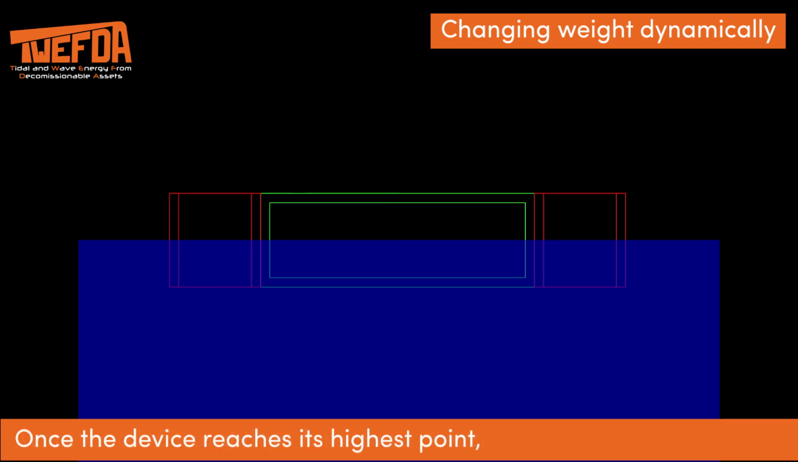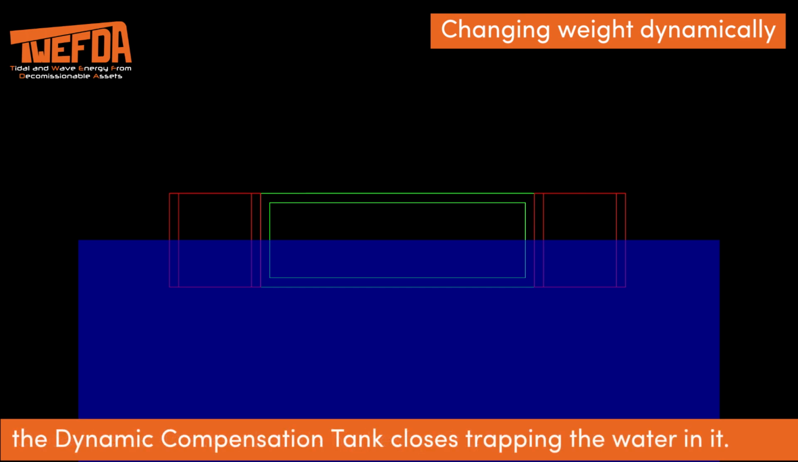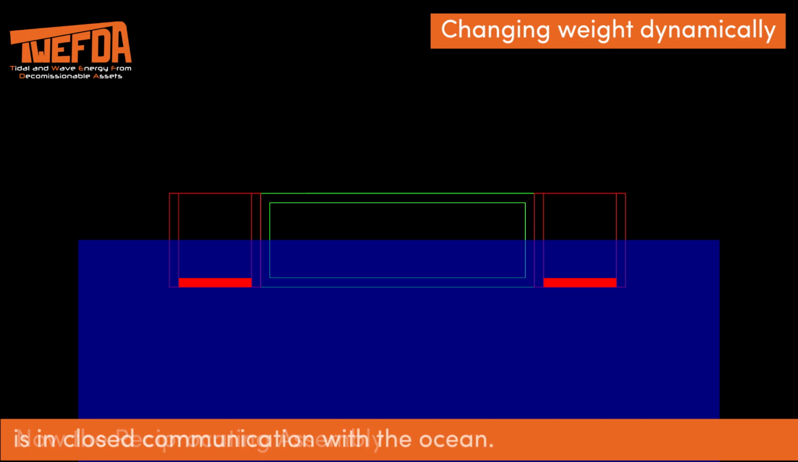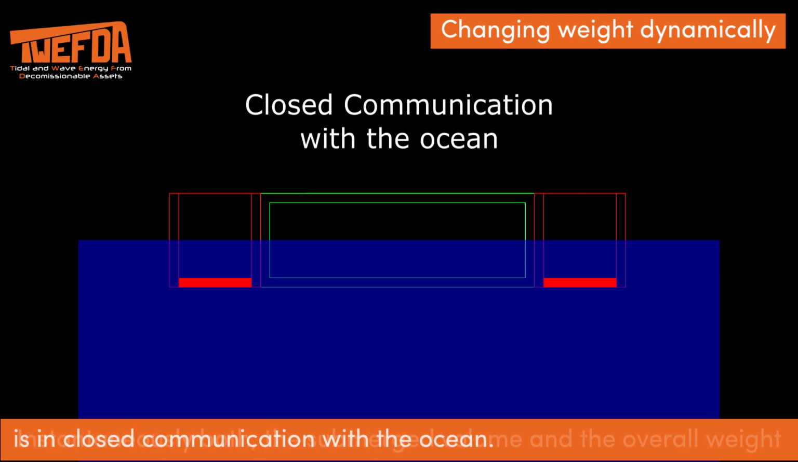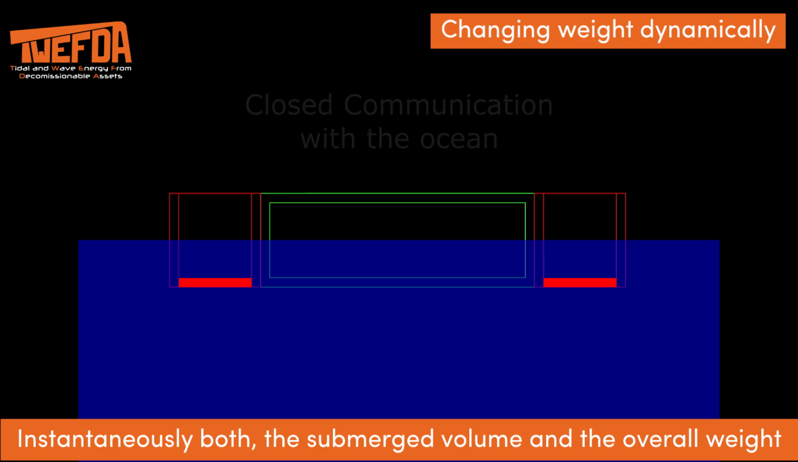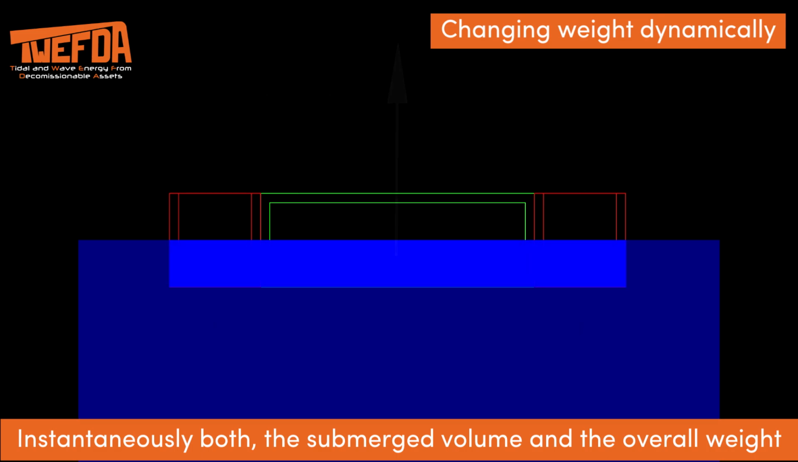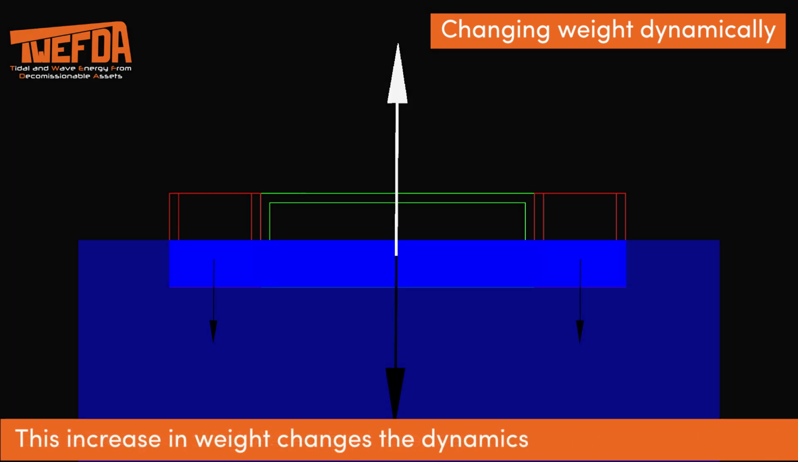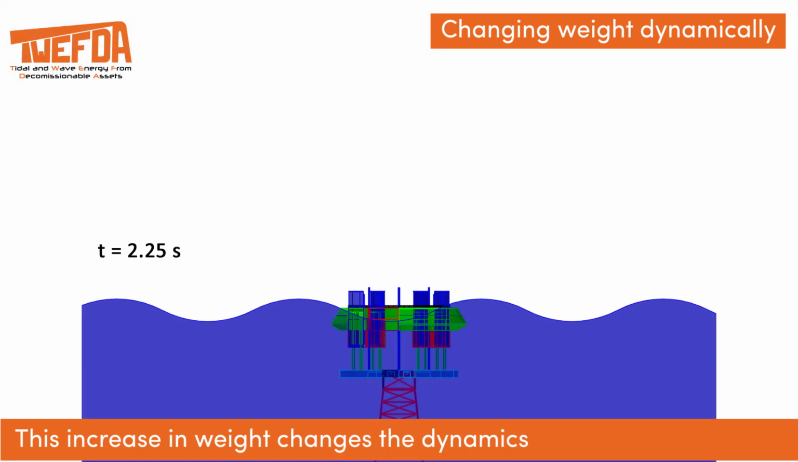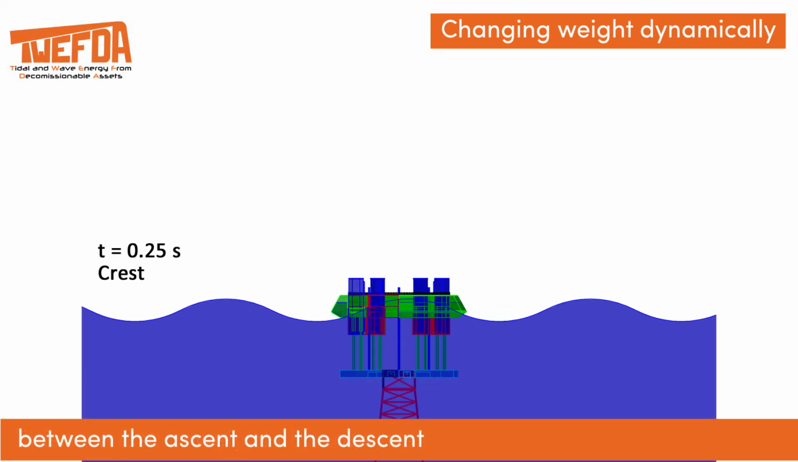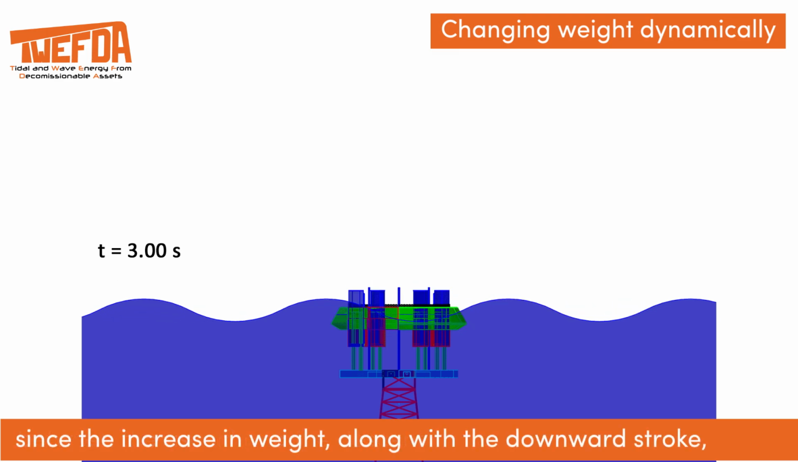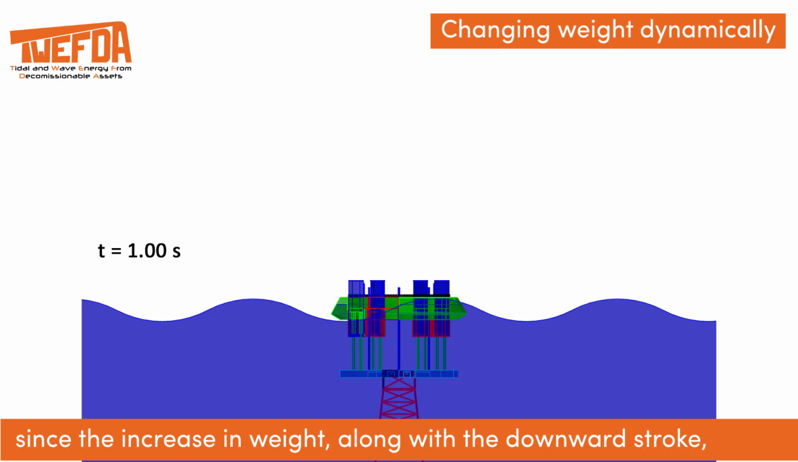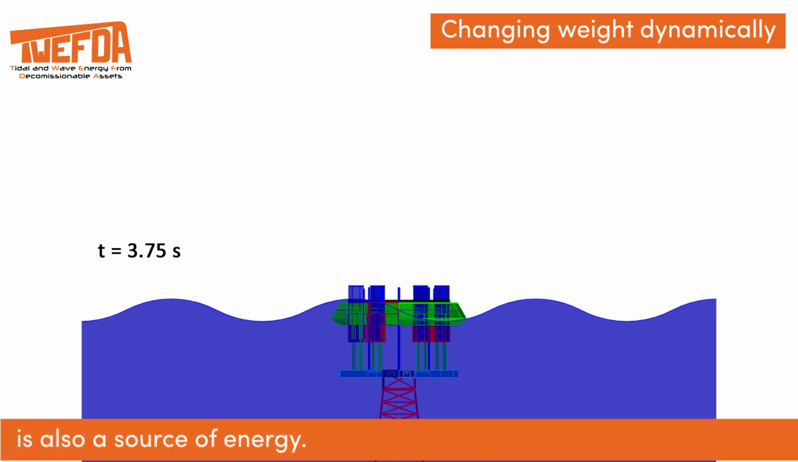Once the device reaches its highest point, the dynamic compensation tank closes, trapping the water in it. Now the reciprocating assembly is in closed communication with the ocean. Instantaneously, both the submerged volume and the overall weight of the reciprocating assembly increase. This increase in weight changes the dynamics between the ascent and the descent, since the increase in weight along with the downward stroke is also a source of energy.